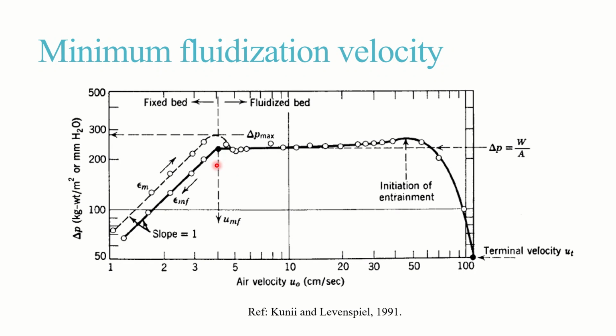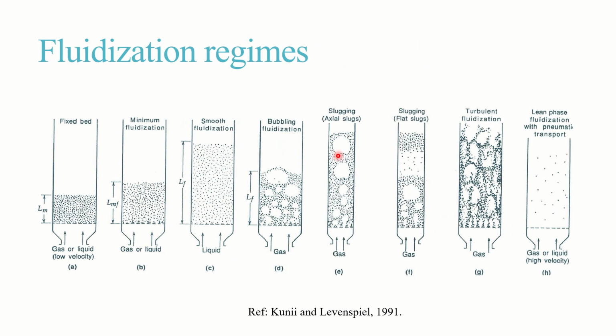But for spherical particles in a fluidized bed, there are various correlations available to find the minimum fluidization velocity. This is known as UMF. Before UMF, the bed behaves as a fixed bed, and after it the bed starts to behave as a fluidized bed. These are the different regimes of fluidization which would be studied in the further classes. This one shows the fluidization regimes, how the bed behaves depending on the fluid velocity.